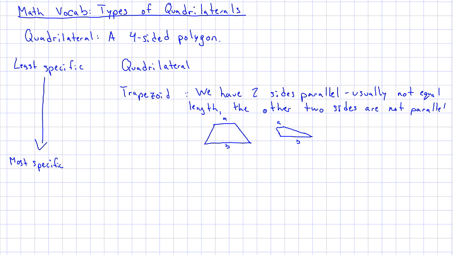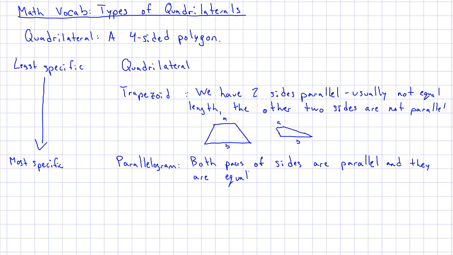The next, most specific, or as we move forward, is the parallelogram. This assumes that both pairs of sides are parallel, thus it's called a parallelogram, and they are of equal length. So that's a lot more restrictive, a lot more specific. We have less ways of drawing them.